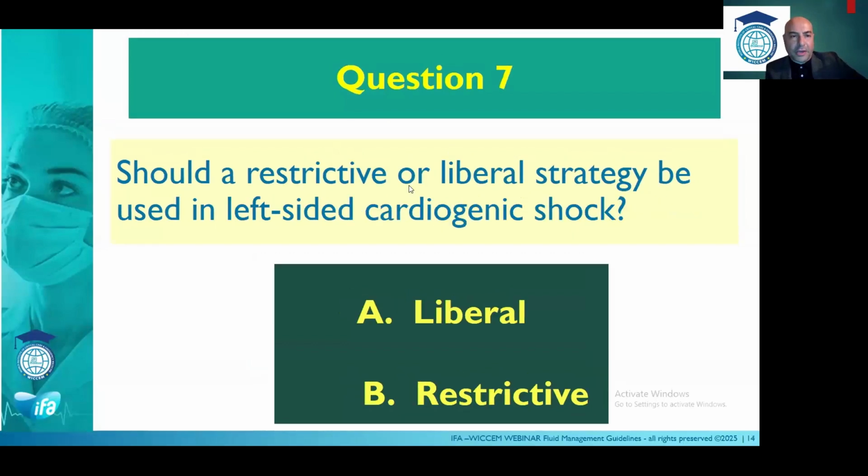Two more questions. Question number 7: should a restrictive or a liberal strategy be used in cases of left-sided heart failure with cardiogenic shock? So we talked about pulmonary embolism, then we are talking right now about left-sided heart failure, cardiogenic shock. And again, about 90% said we should be restrictive.